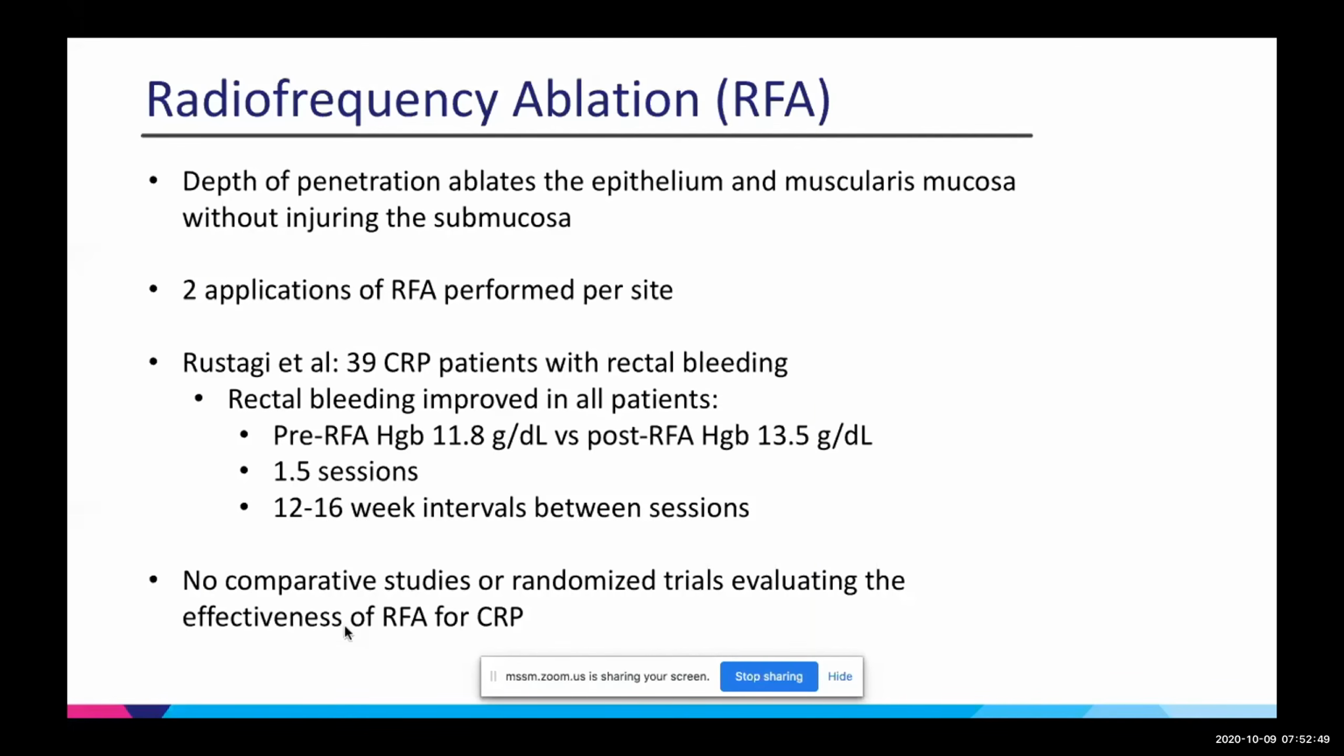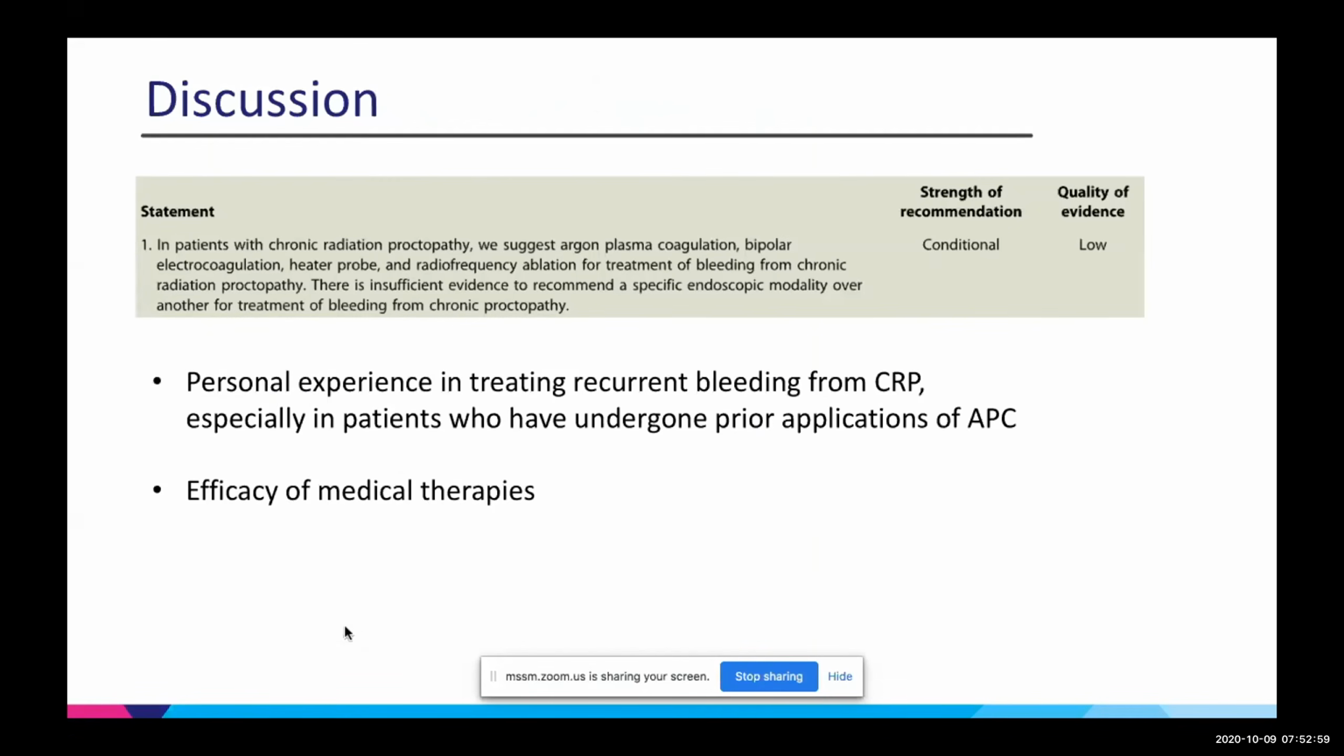Unfortunately, at this time, there are no comparative studies or randomized trials to evaluate the effectiveness of RFA for radiation proctopathy. To summarize, APC, BiCAP, heater probe, and RFA are suitable options in the treatment of bleeding from radiation proctopathy. However, there is currently insufficient evidence to recommend one intervention over the other. I'd like to now open up the discussion to the group to see what others have utilized in the treatment of radiation proctopathy, especially in cases of recurrent bleeding in patients who have undergone prior applications of APC.